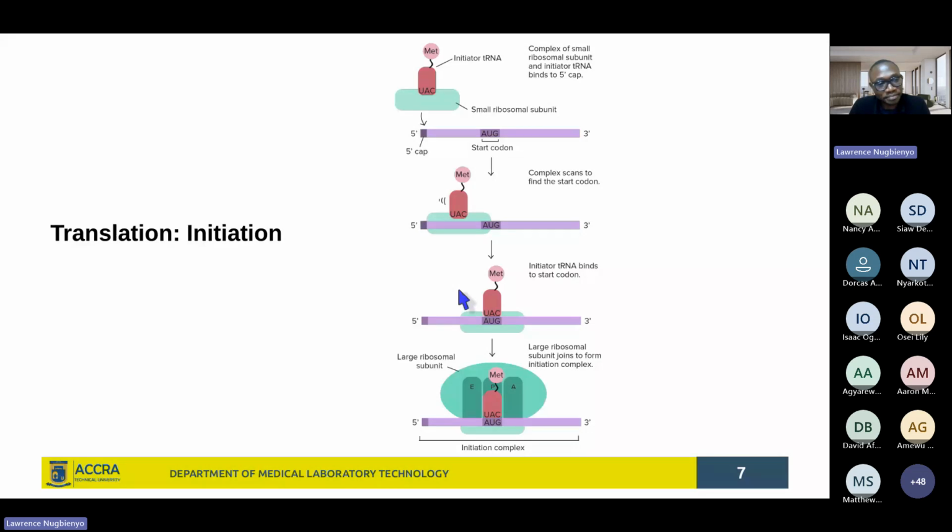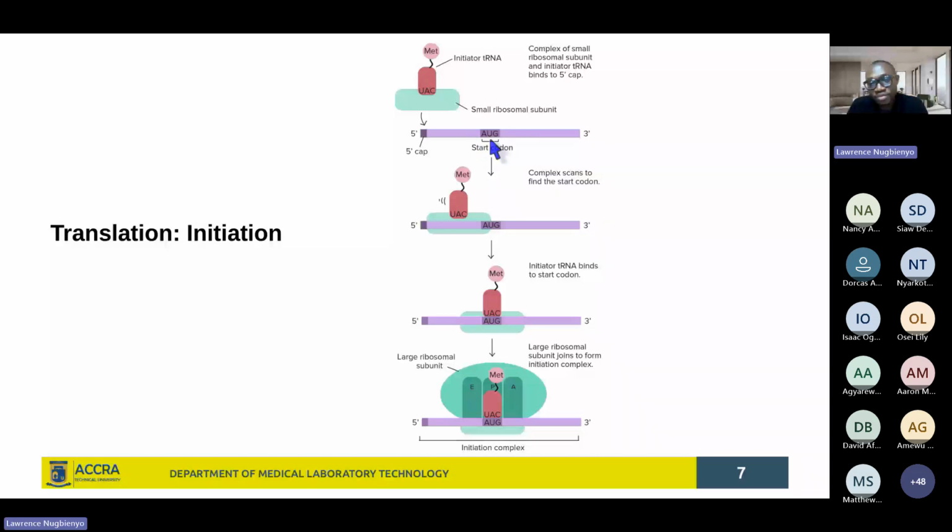So we're seeing the start of the process of translation, initiation, where you see the RNA strand, that is the messenger RNA strand, and the start codon is being shown.